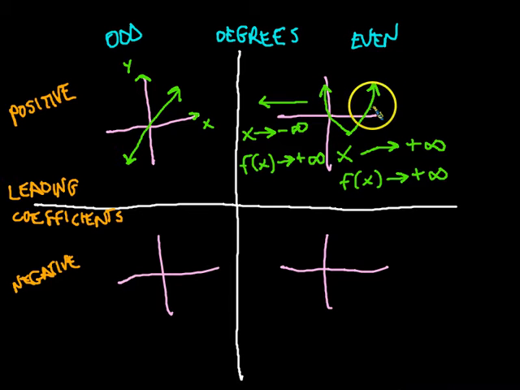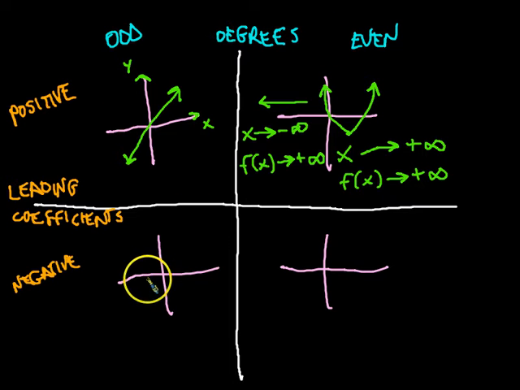So every even degree polynomial will act similarly to the quadratics and the parabolas that we've already seen. They go up as we go to the right, and they go up as we go to the left. Of course, let's finish this off with what happens with negative coefficients for odd and even degrees.